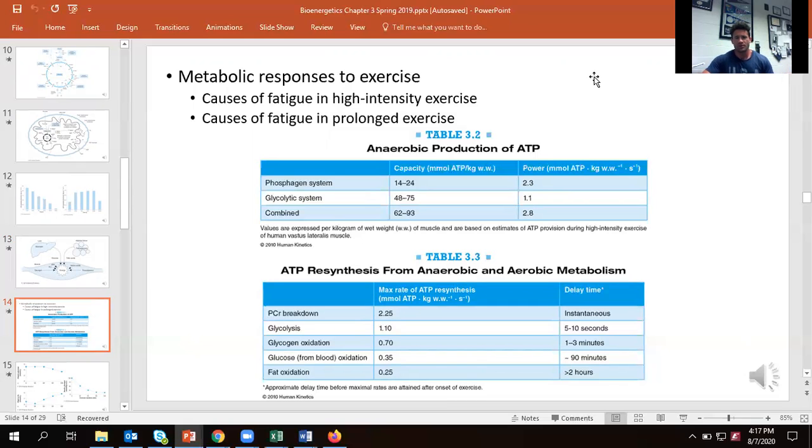And notice, guys, the resynthesis rates, given the duration that we're doing. And remember, no energy system is ever working in a vacuum. We're always going to use a little bit of each of them, no matter what we're doing.